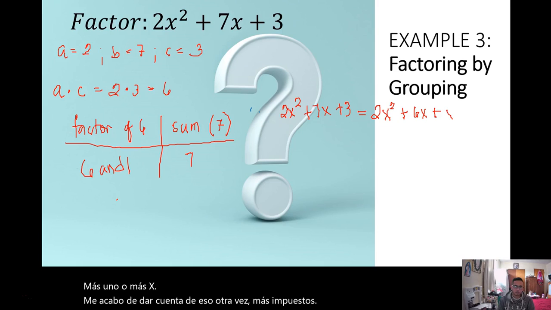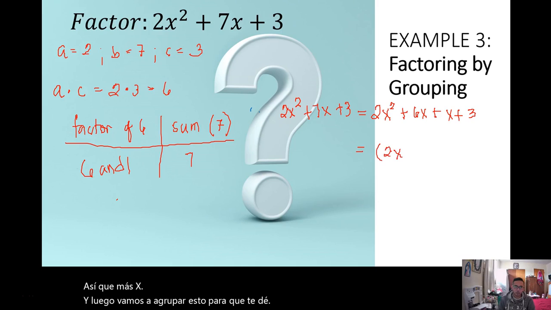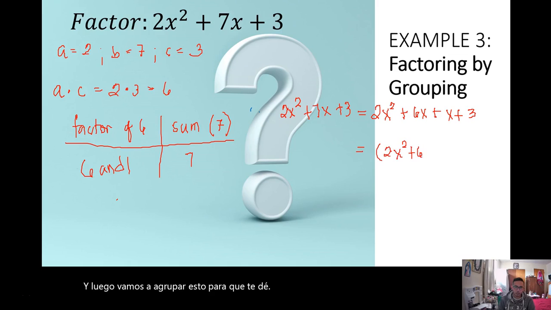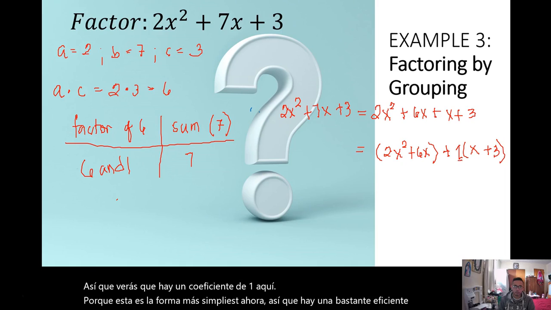So plus x plus 3. And then we're going to group this. So it will give you 2x squared plus 6x, and then plus the second group, x plus 3. You will see that there is a coefficient of 1 here because this is the simplest form now. So there's a coefficient 1, but you can see there. Okay.